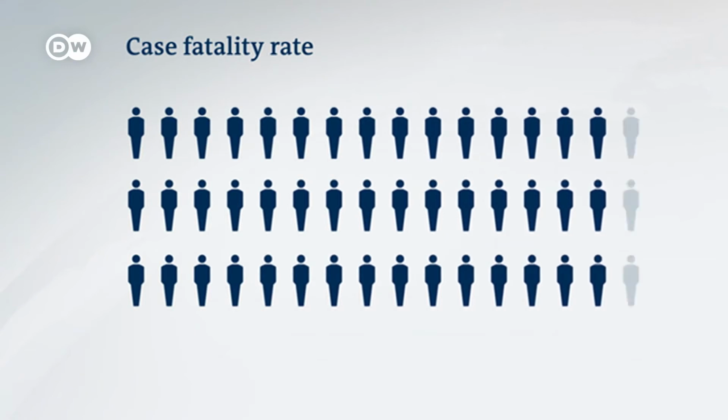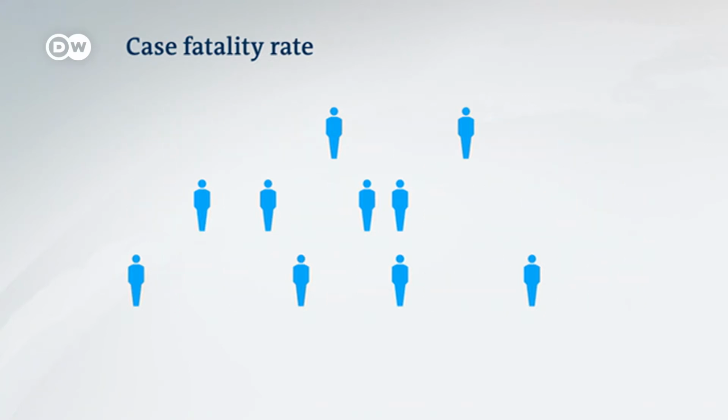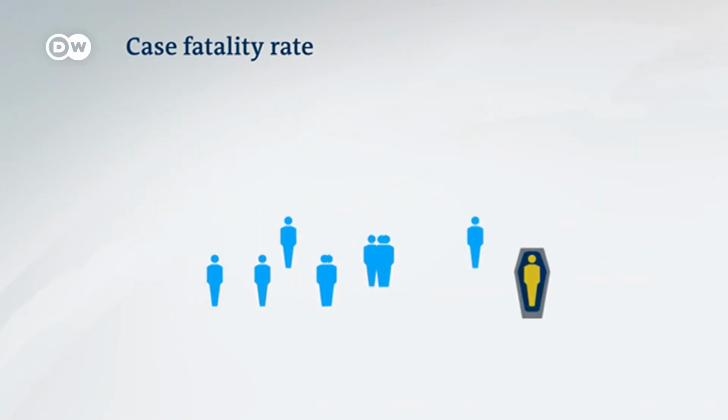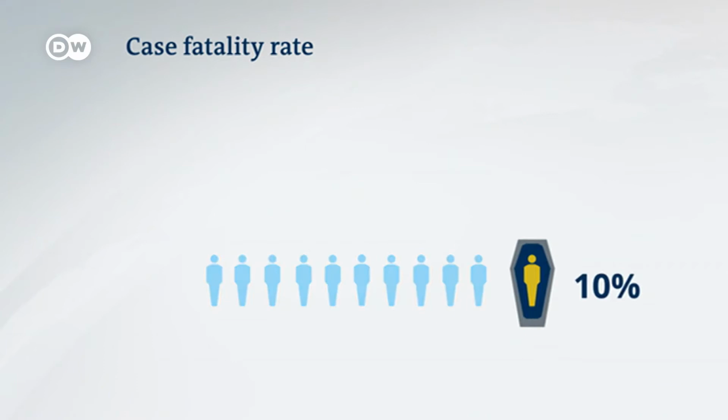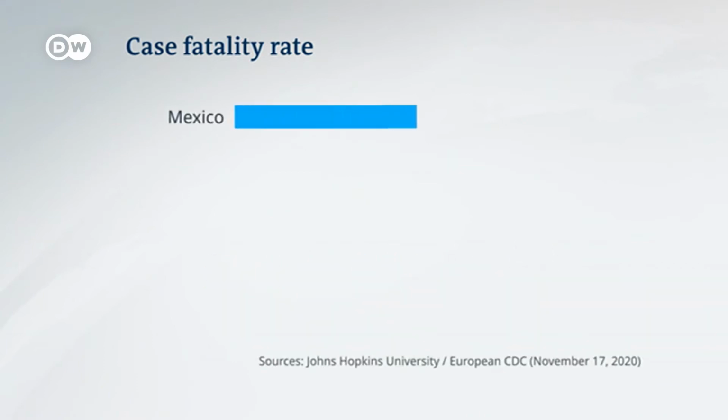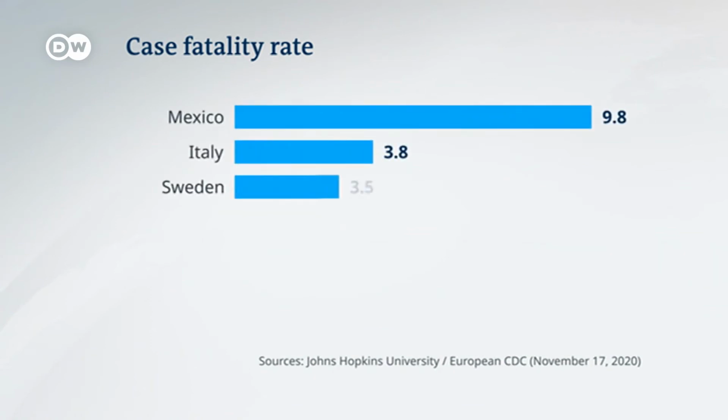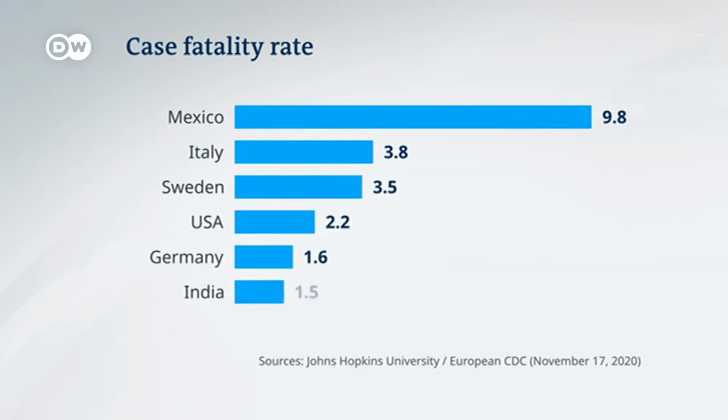The case fatality rate indicates how many people who tested positive die from or with the virus. If, for example, 1 out of 10 people dies, the case fatality rate is 10%. If we take a look at the latest case fatality rates from different countries, we see a very inconsistent picture, with the world average hovering around a case fatality rate of 2.4.